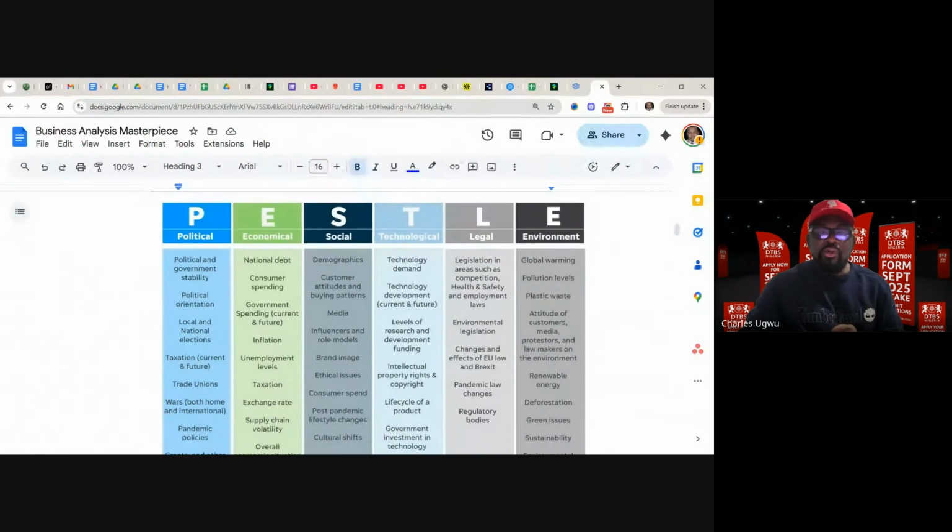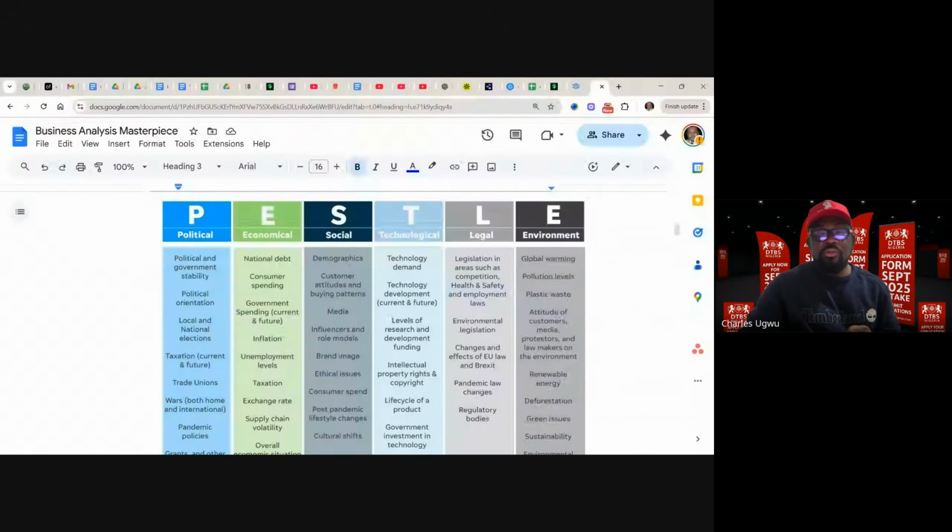So legal, when we talk about legal, we talk about compliance, legislation in areas such as competition, health and safety, and environmental legislation, changes and the effects of EU law and Brexit, pandemic law, and other things like data protection laws. There's a lot of legislation involved here. So how are we going to comply with legislation?